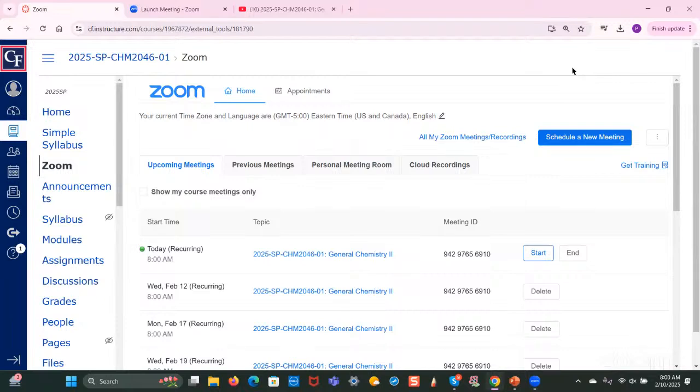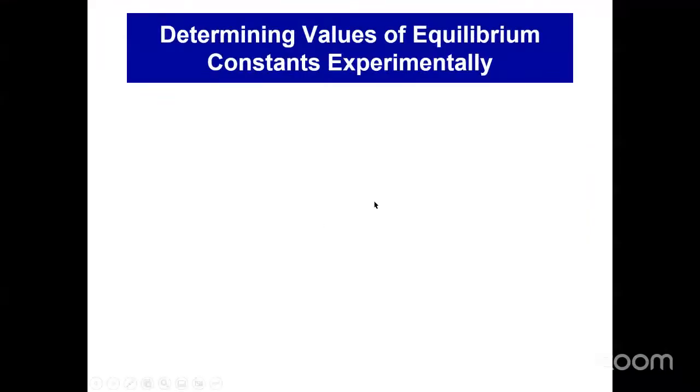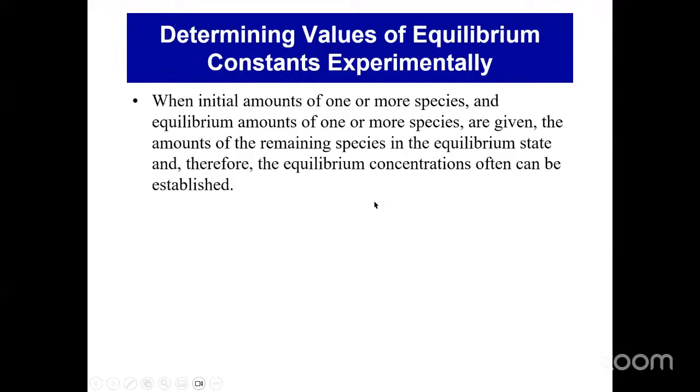So we're going to continue our discussion of equilibrium. And let me get to the PowerPoint here. What we're going to look at is how we determine the equilibrium constant based on the initial amounts of reactants. Let's say we start off with a certain amount of reactants and we know the reaction equation. We can determine the equilibrium concentrations based on the stoichiometry, and then after that, we can determine the equilibrium constant.